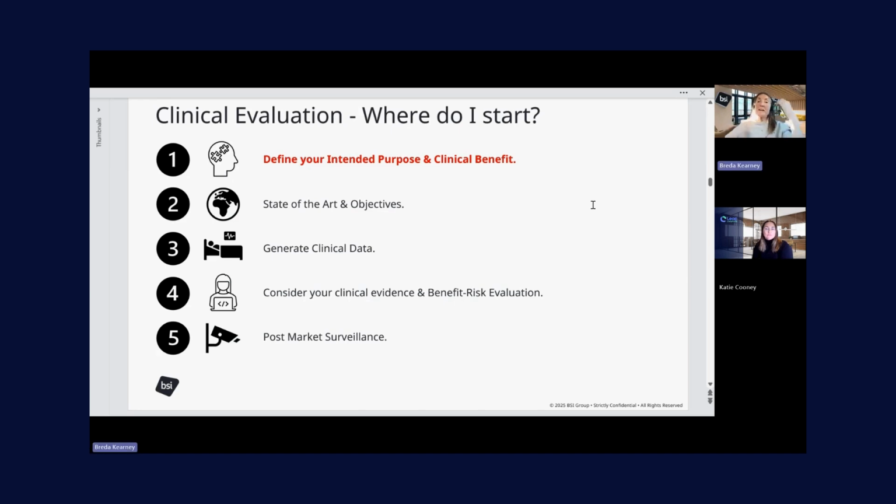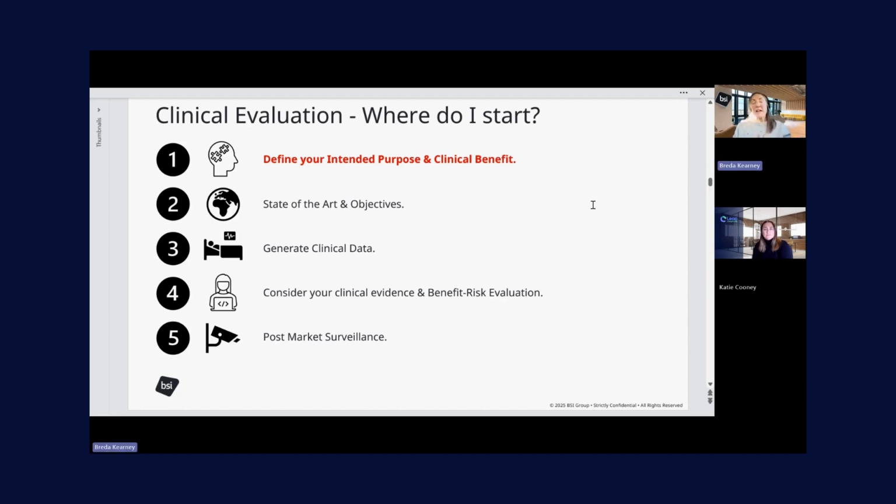So with my clinical evaluation, now that we've looked at those different types of concepts, what I'll go through now is what we would consider the 5 basic steps for how you would put together a clinical evaluation. Just to note, this is very simplified, but it'll give you an idea of how you would go about doing a clinical evaluation for your device.